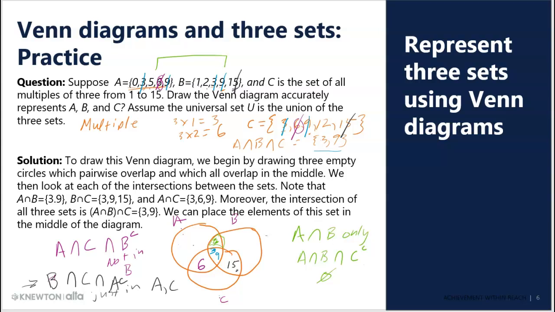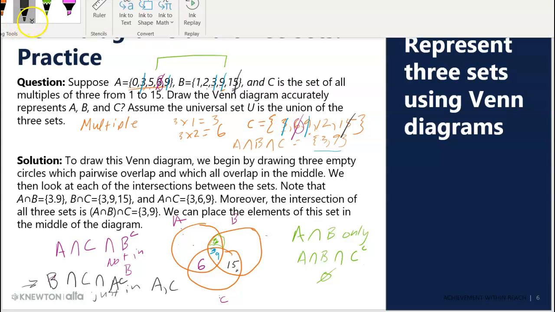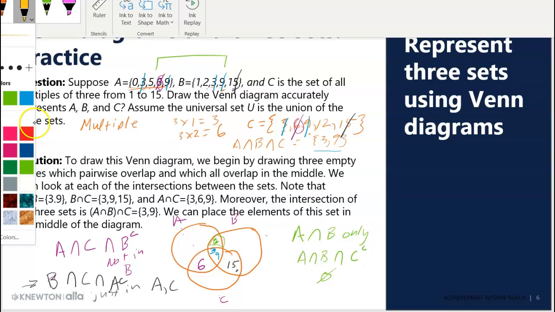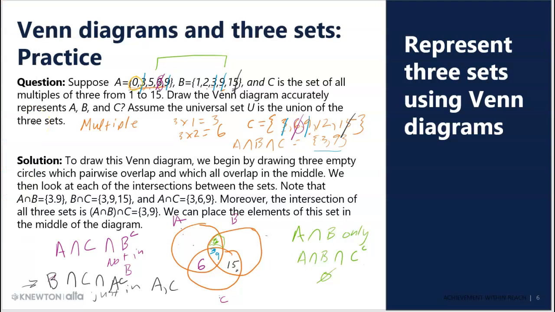So the things just in A would be the 0. I write that over here. It's only inside circle A. It's not inside any other circle, but it now appears on my diagram. The things just in B are the 1 and the 2. You don't have to put a comma, you just write them separately.